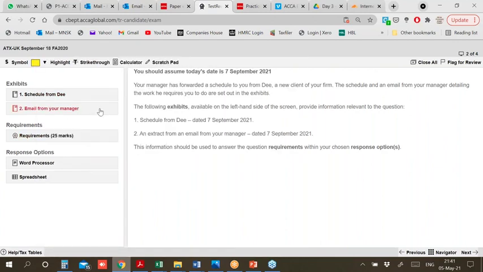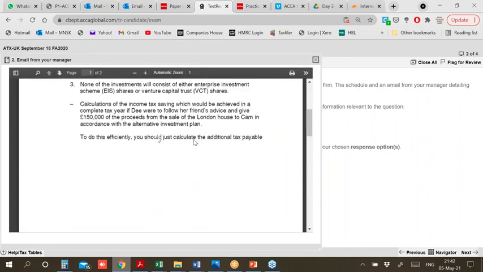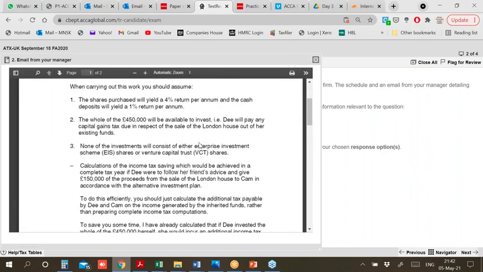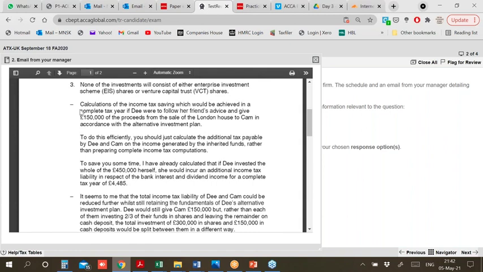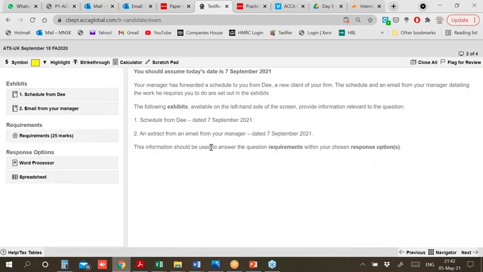I'll open again the email from the manager just to quickly look at what I have to do. So firstly, requirement A, the first bit relates to calculation of the income tax saving which would be achieved in a complete tax year if D were to follow the friend's advice. And the friend's advice was that the money should be split in 1/3 and 2/3. So 150 with CAM and 300 with D.